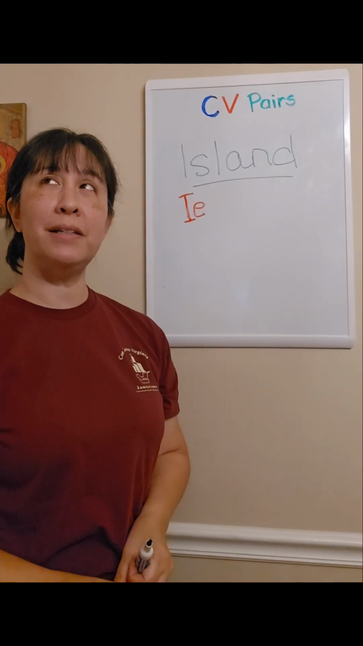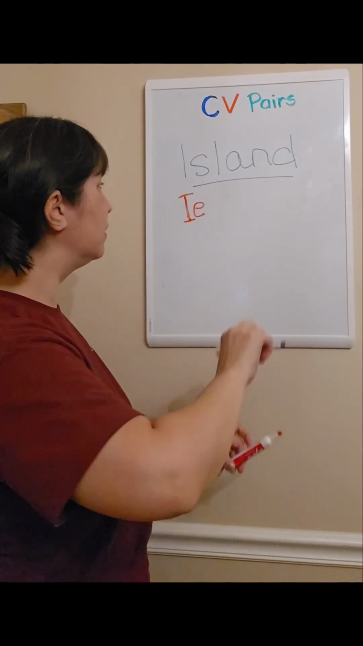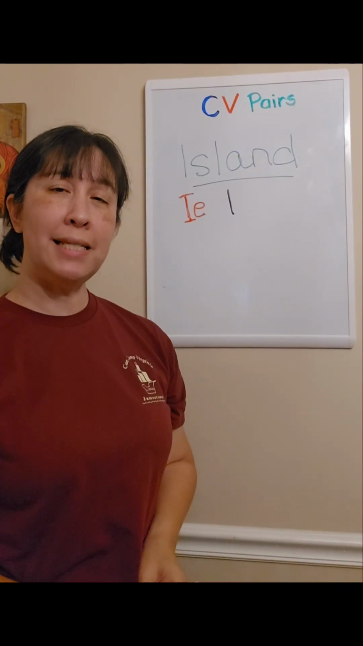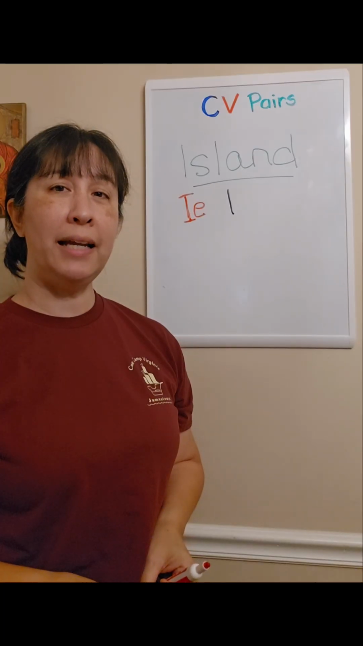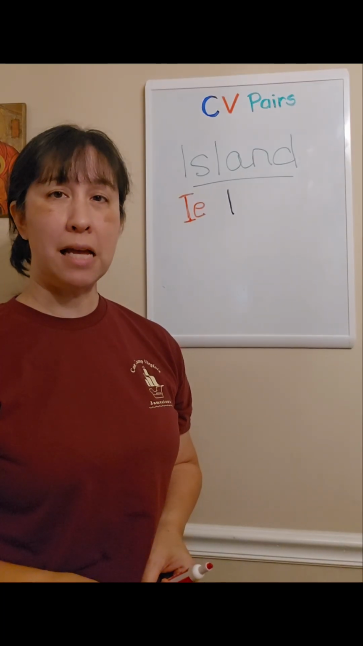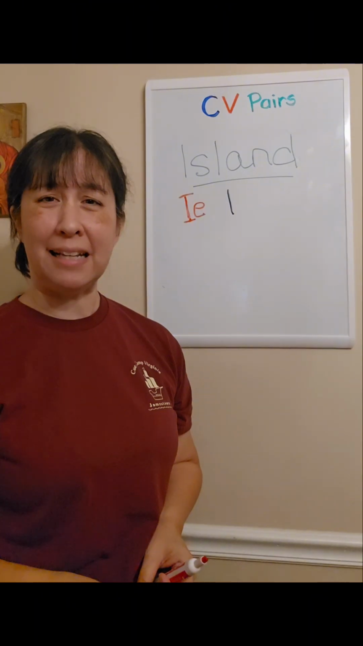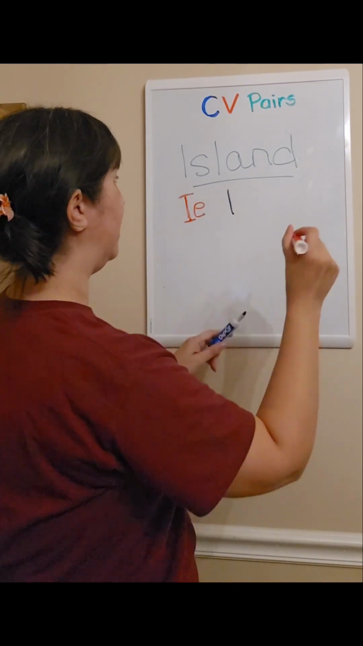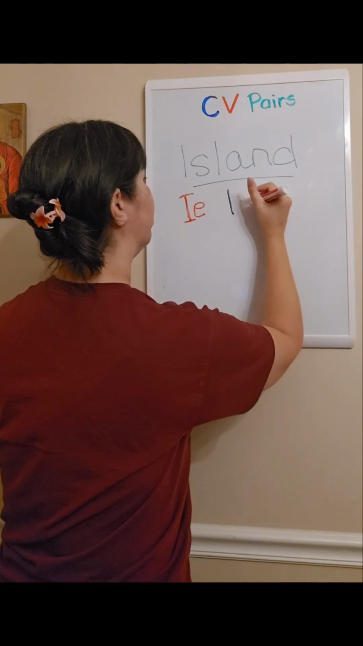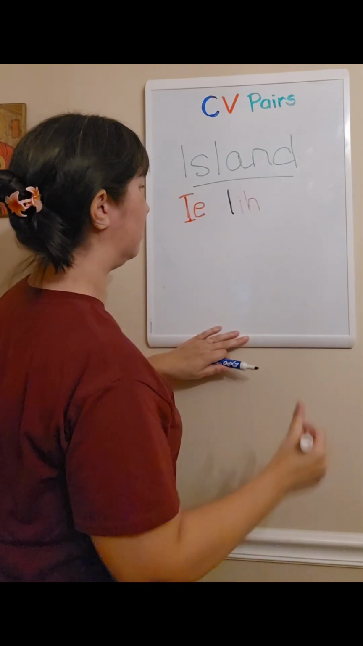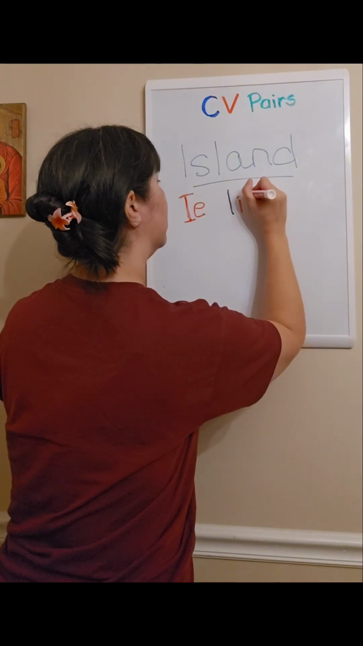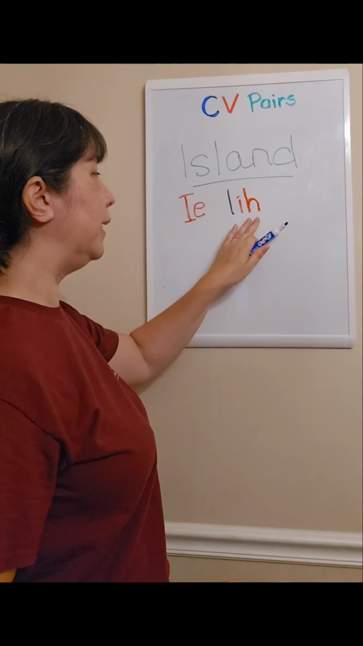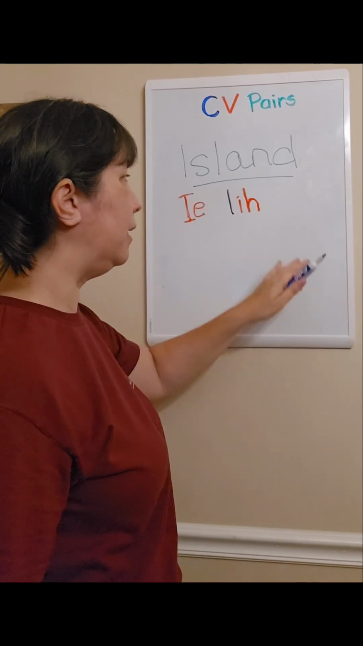Okay, the next sound I hear is an L sound. Now, I don't know about you, but when I say island, I say it with the I sound after the L, not the way it's spelled. Nobody says it the spelled way. So I'm going to put an I there. Okay, let's try that again. L, I, li.